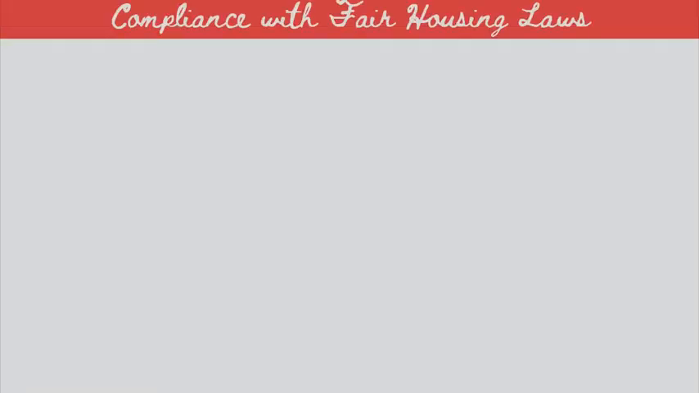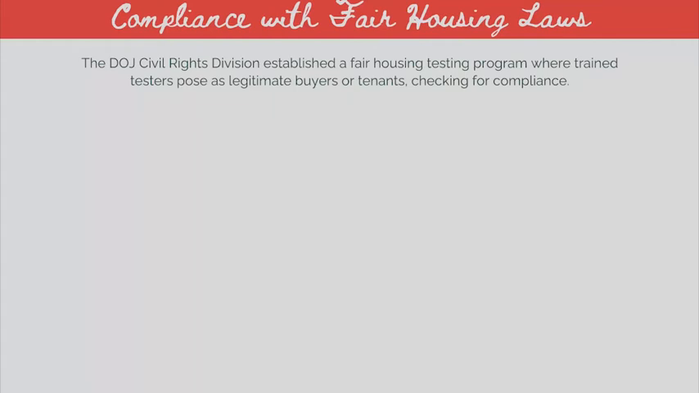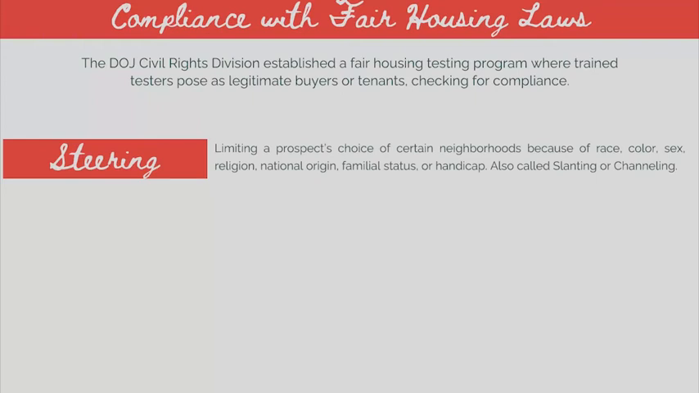Compliance with fair housing laws. The DOJ Civil Rights Division established a fair housing testing program where trained testers pose as legitimate buyers or tenants, checking for compliance. You have steering, which is limiting a prospect's choice of certain neighborhoods because of race, color, sex, religion, national origin, familial status, or handicap, also called slanting or channeling.